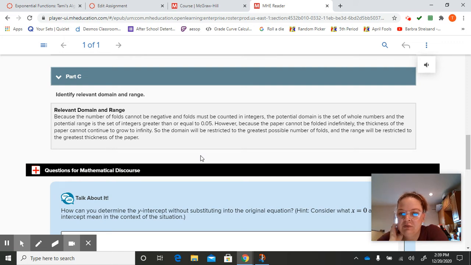However, because paper cannot be folded indefinitely, the thickness of the paper cannot continue to grow to infinity. So the domain is restricted to the greatest number of folds, and the range will be restricted to the greatest thickness of the paper. Right? So realistically, we're not looking at 0 to infinity on both the x and the y because eventually you're not going to be able to fold your paper anymore.